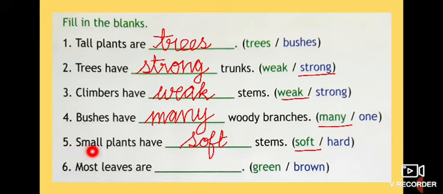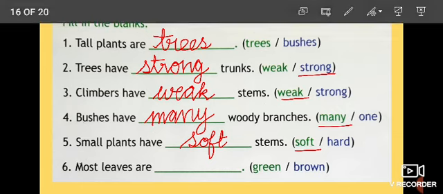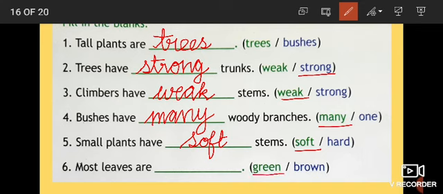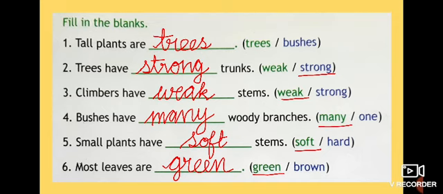Number 6. Most leaves are dash. Most of the leaves in the trees are dash in color. Very good. It is green in color. G-R-E-E-N, green. Here they have given the option G-R-E-E-N, green, or B-R-O-W-N, brown. The answer is green. Most leaves are green.